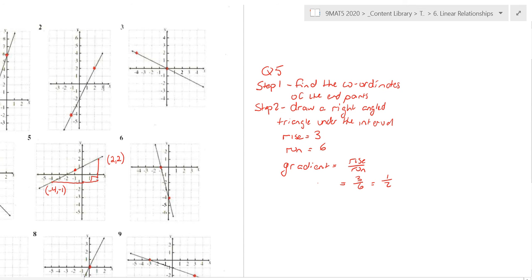Now I'm going to have a look at my sign. Now if it's going up, it's positive. If it's going down, it's negative. My sign is positive, so my answer is simply a half.